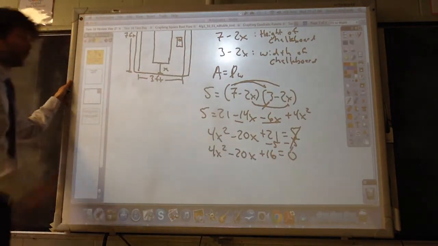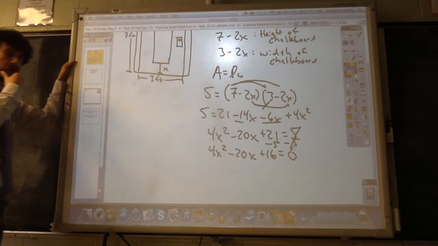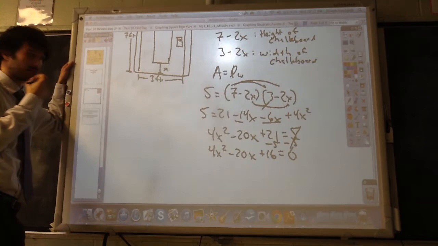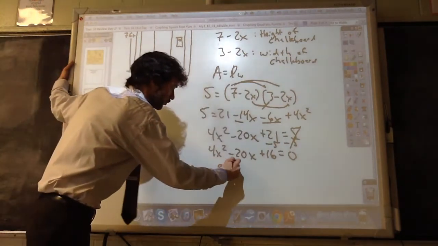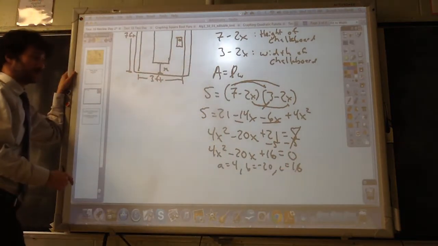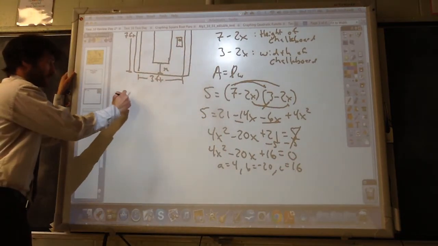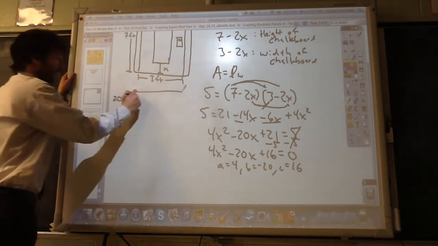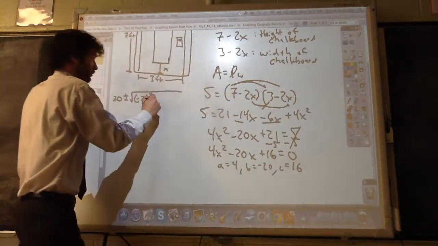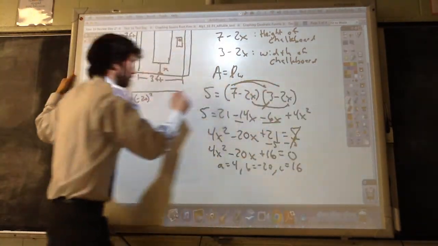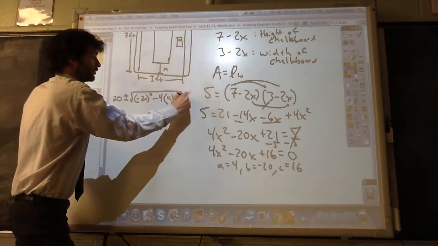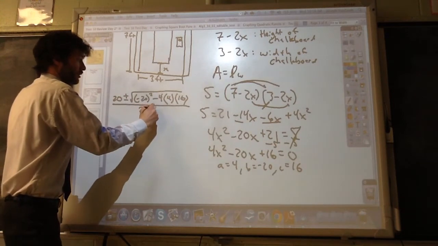And now I'm just going to plug into the quadratic formula. Then there's going to be one little piece at the end that we'll have to talk about. But for the most part, from here to the end, it's just plugging in. So A is 4, and B is negative 20, and C is 16. So I have negative B, which would be negative negative 20, so that's 20, plus or minus the square root of negative 20 squared, minus 4 times A, which is 4, times C, which is 16, all over 2 times A, which is 4.